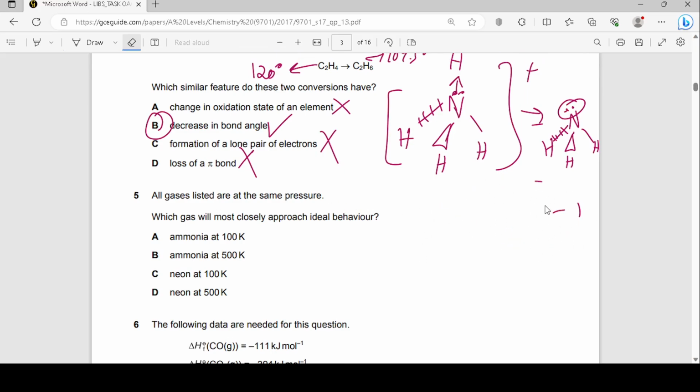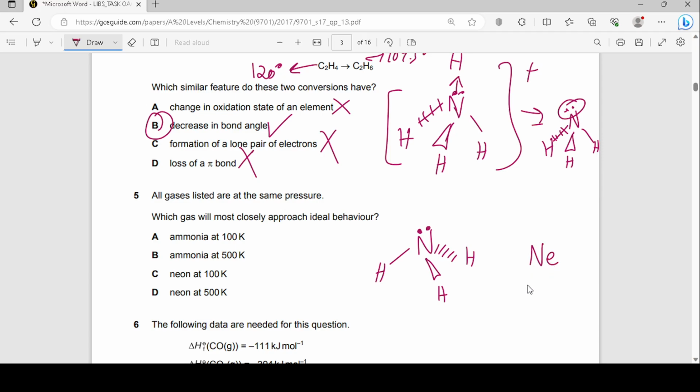Okay, so they're using ammonia and neon, and they are comparing temperatures as well. So if I look at ammonia, I have NH3 and then this lone pair, right? That's ammonia. And then I have neon, which is just neon.